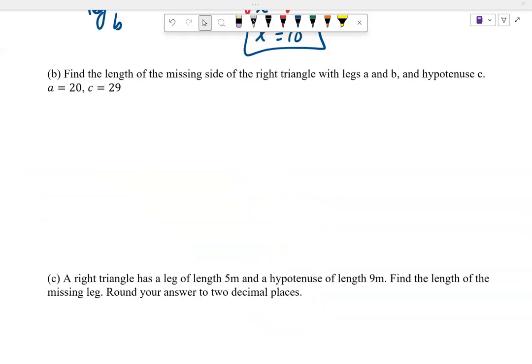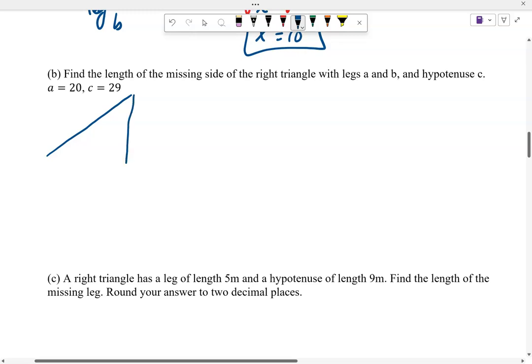All right, here we've got another right triangle, and notice they don't draw this for us, so we're going to have to label it with angles A, B, and C. Opposite angle C is our hypotenuse. Opposite angle A is our leg, side length A, and opposite angle B would be our other side length B.